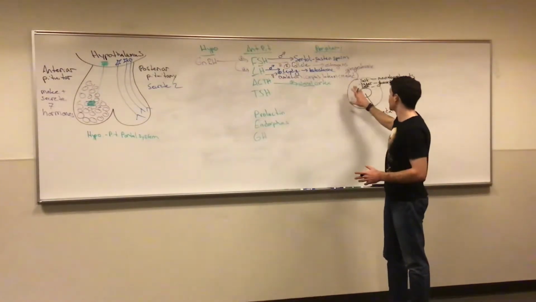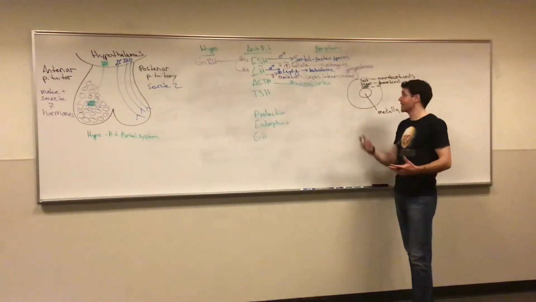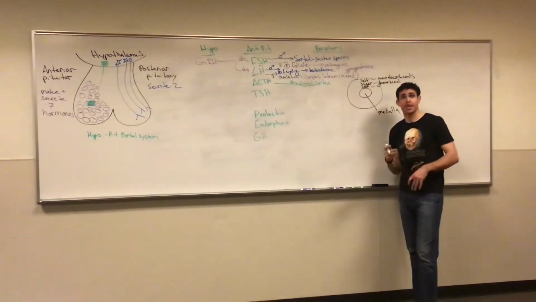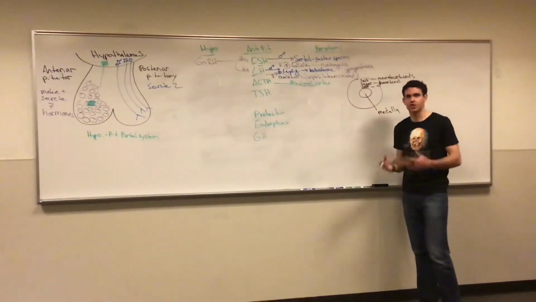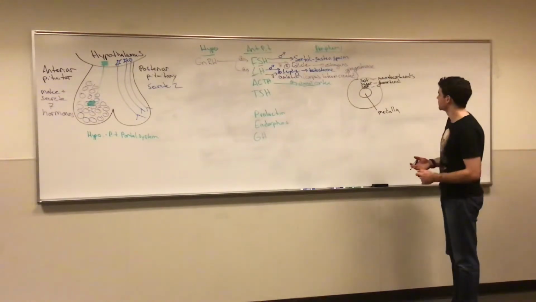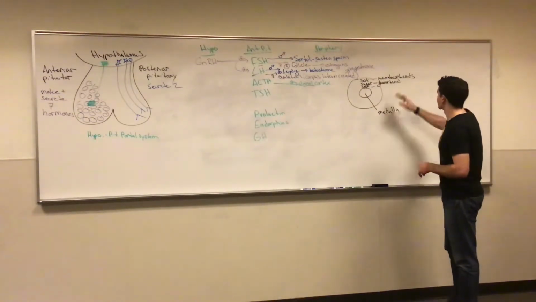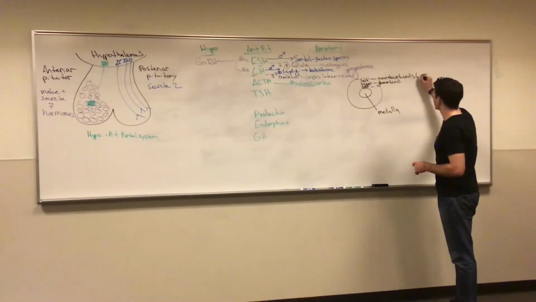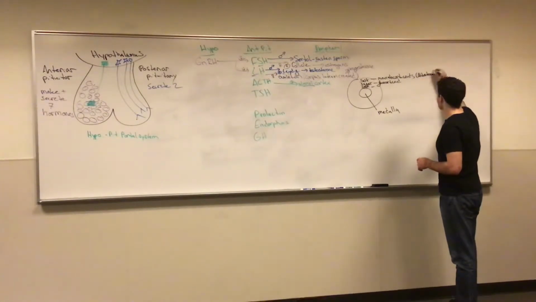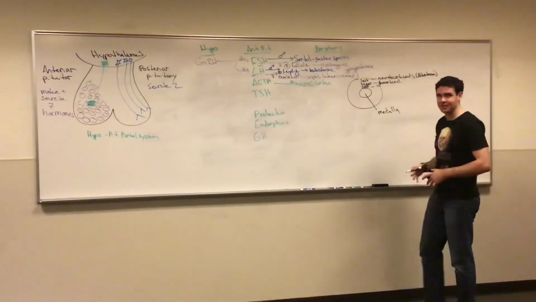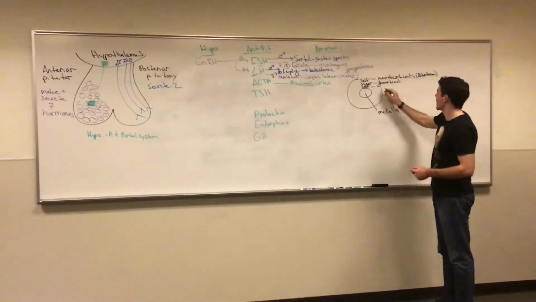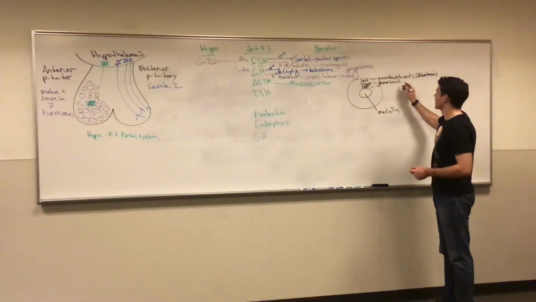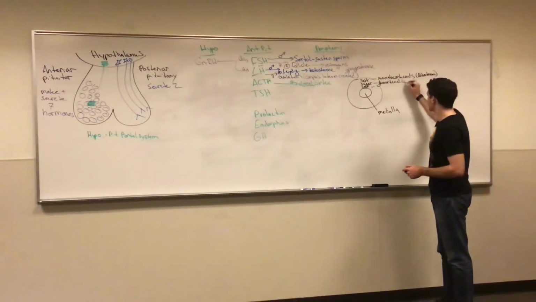So men have estrogen, and that comes from here, the adrenal cortex. And women have testosterone, which also comes from the adrenal cortex. The mineralocorticoid that we're most interested in usually is aldosterone. This increases sodium reabsorption in the collecting duct. And then glucocorticoid, this is cortisol.